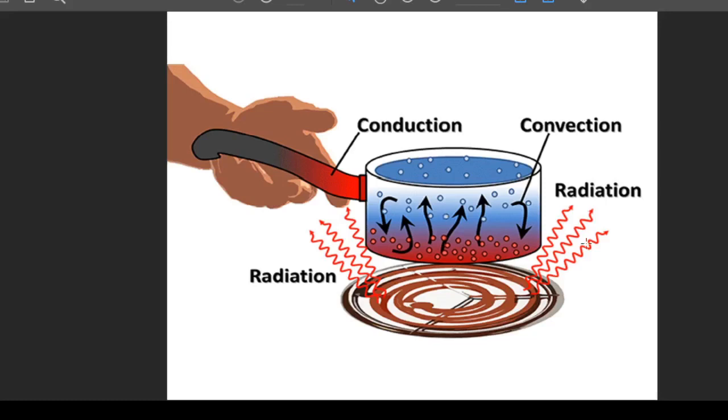And you know what radiation is? There is no direct contact with the medium, but the heat is dissipated in the form of rays. So here, obviously, we are not going to use the conduction method. It's not possible. So we will be preferring only these two methods: one is convection, another one is radiation.